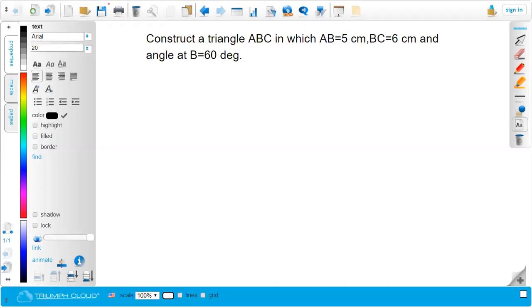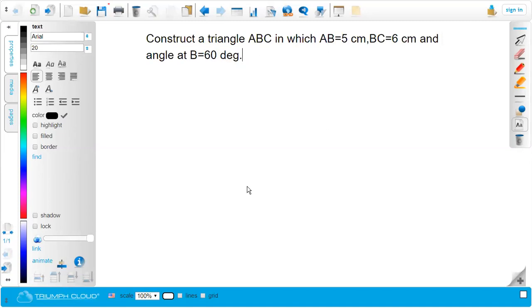This is the question. Here I have taken the question: construct a triangle. The triangle name is ABC, in which two sides are given. The sides AB and BC are given here, and the angle between them, the angle between the sides AB and BC, is also given. The angle at B is given as 60 degrees.